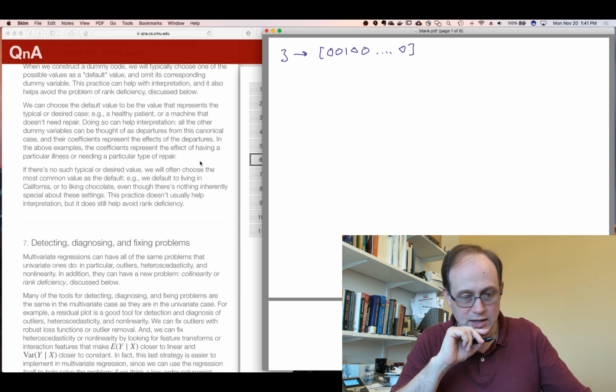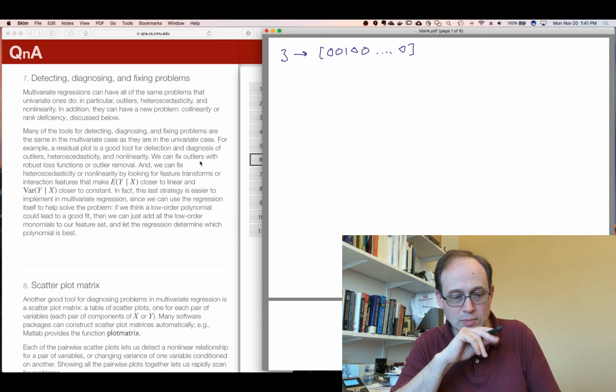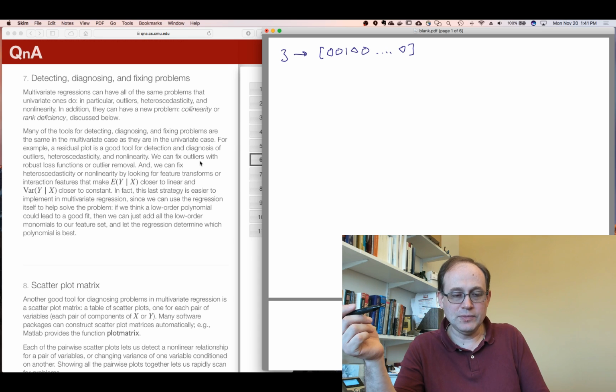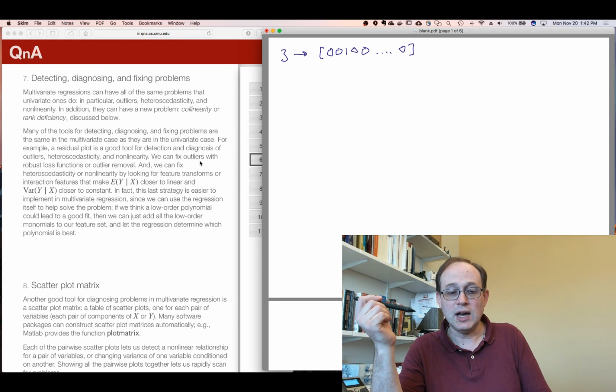All right, and so the last one that I wanted to go over again is talking about fixing problems. So all of the problems that you can have with a univariate regression, you can still have with a multivariate regression. In particular, things like heteroscedasticity, outliers, and nonlinearity. The fixes are more or less the same.